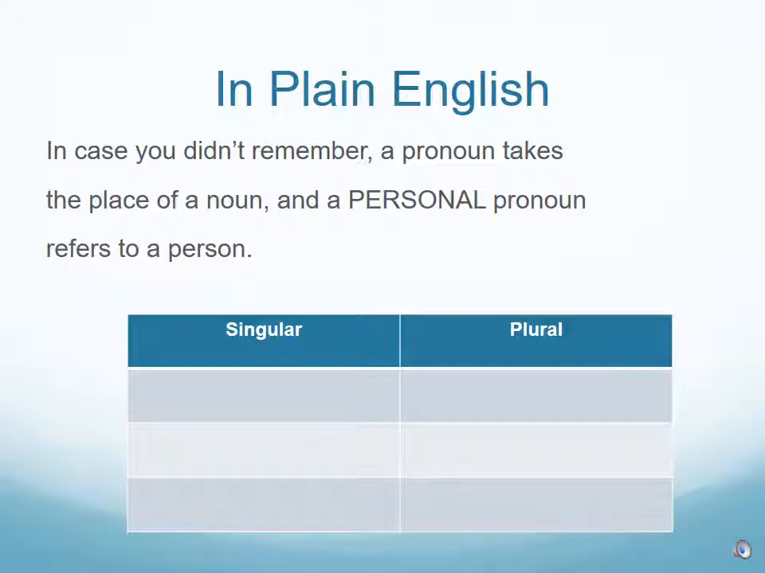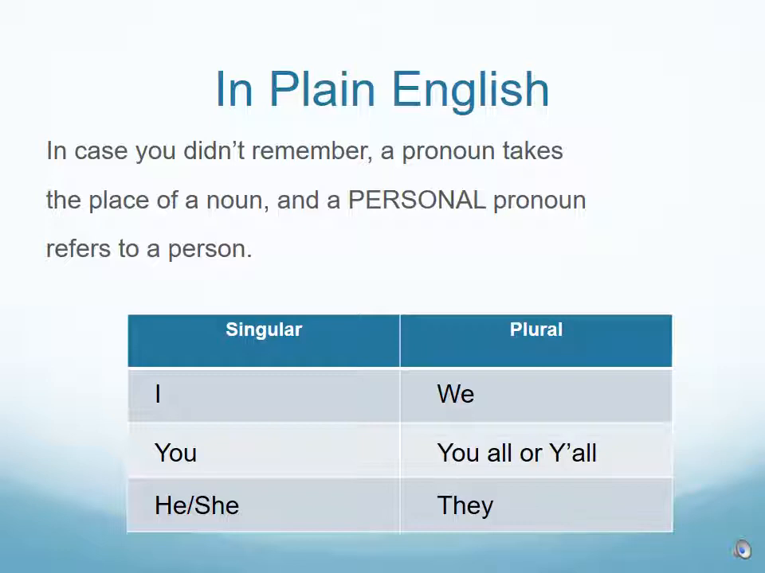The singular pronouns are I, you, he, and she; the plural are we, you or y'all, depending on where you are, and they. Remember, these pronouns take the place of a person's name or the person that you're talking about. Like my teacher would be he or she. You and all your friends would be y'all.